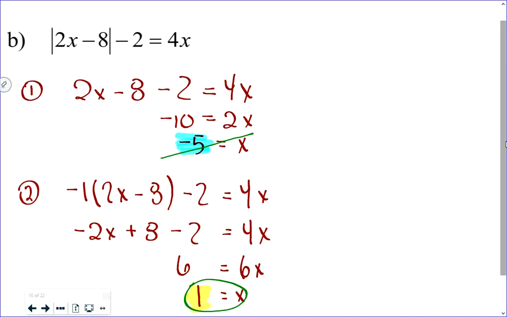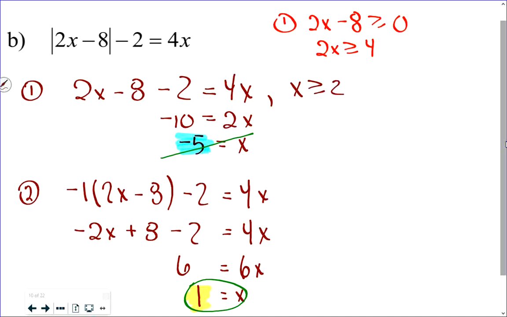But the more sophisticated way to do this is to say that equation 1 is true if 2x minus 8 is greater than or equal to 0. Because equation 1 is the equation where we just erased the absolute value signs. We didn't need them. And if I add 8 to both sides, I get 2x is greater than or equal to 4. And that means that equation 1 is true only if x is greater than or equal to 2 when we divide both sides of that inequality by 2.